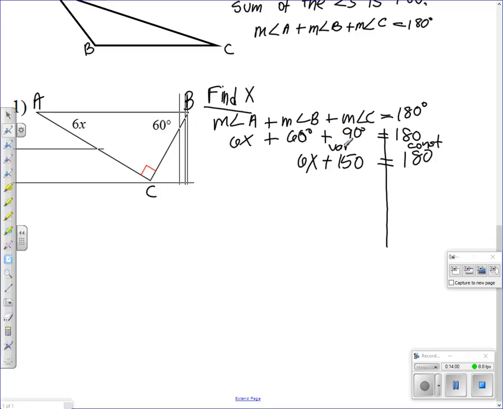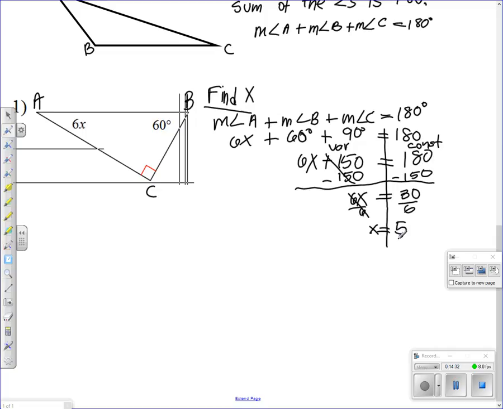Variable means letters only. He doesn't have a letter, so get rid of it. Minus 150. What you do to one side, you do to the other side. Now 150 minus 150 cancels, so you have 6x is equal to 180 minus 150, which will give you 30. Get the x by itself, divide by 6, divide by 6. This will cancel, so x is equal to 5.